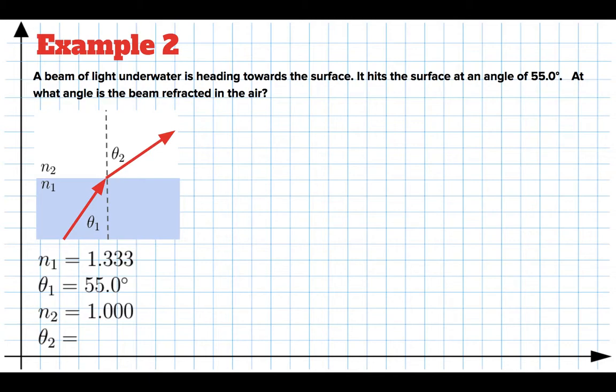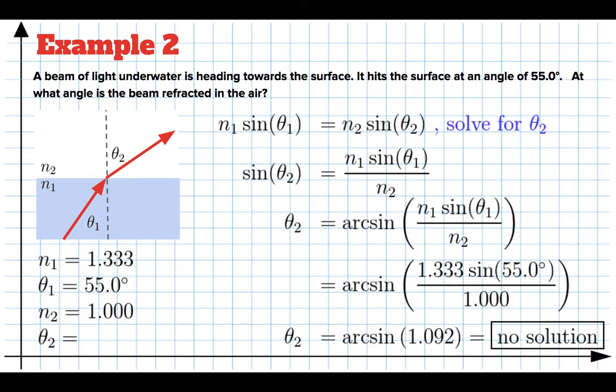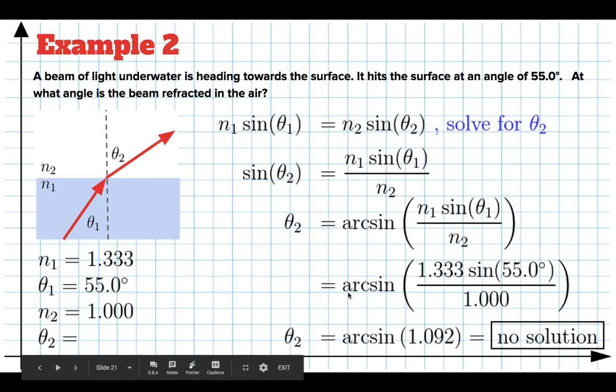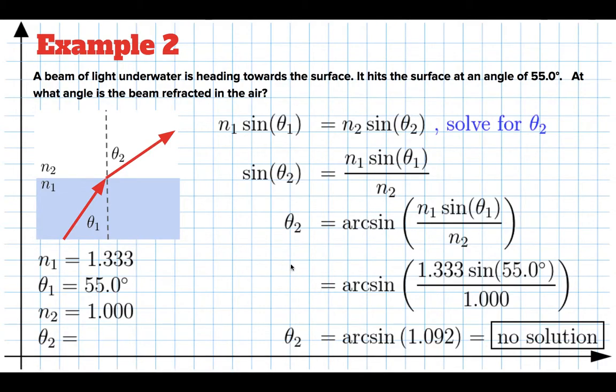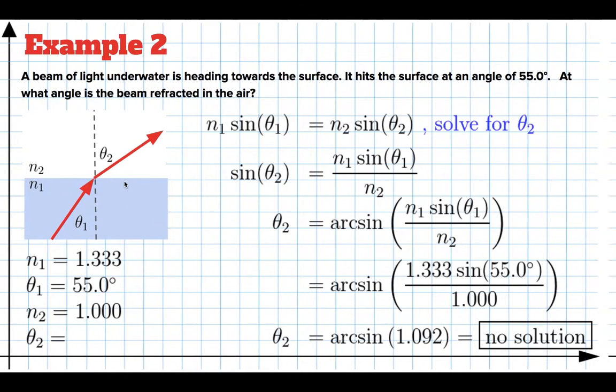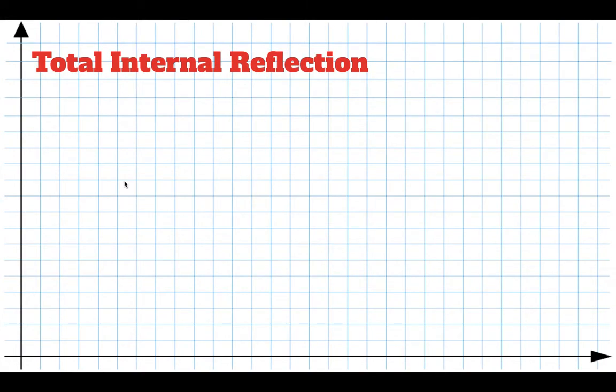Okay, you probably didn't try it, but if you did, you realize there's no solution. There is no solution because this quantity right here is larger than 1, and you cannot take the arcsine of a quantity larger than 1. So it means there's no solution. What that means, though, is that the light cannot escape. So we call this total internal reflection.